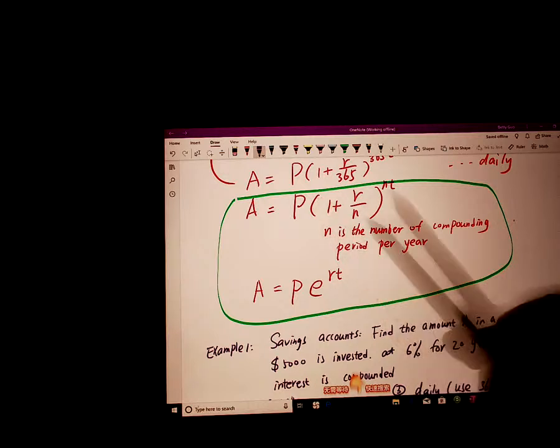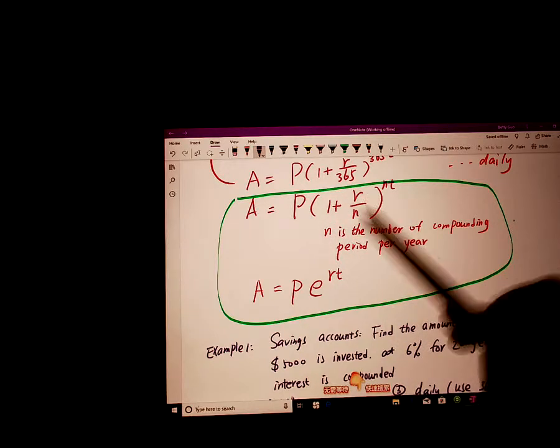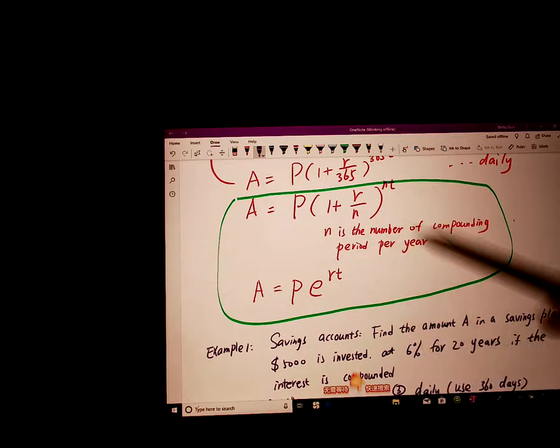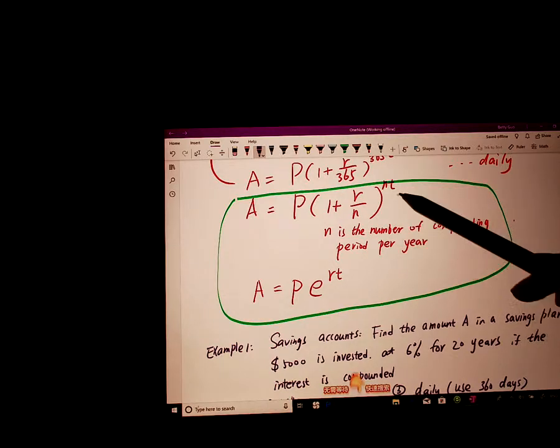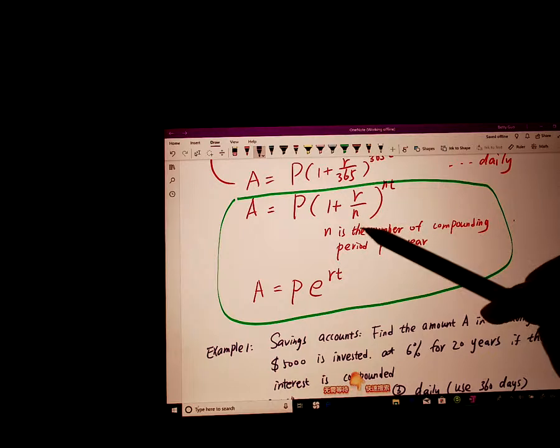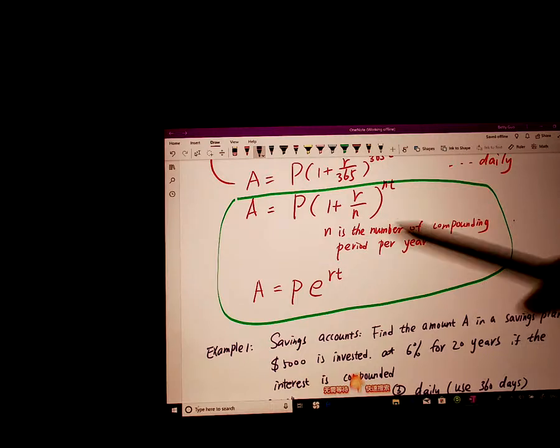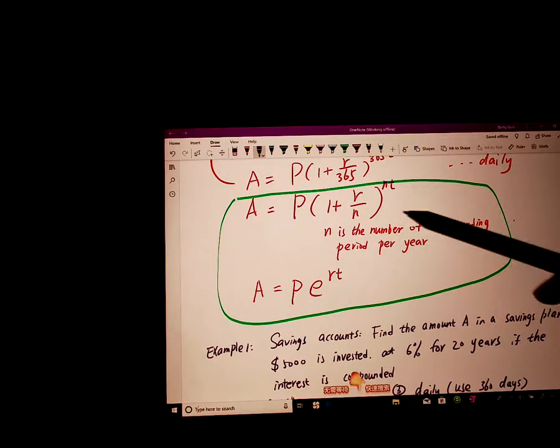It is P times, inside the parentheses, 1 plus r over n, and on the shoulder of the parentheses we have n times t. n here is the number of compounding periods per year. If the interest is compounded annually, n equals 1, once a year. Semi-annually, n equals 2, twice a year. Quarterly, n equals 4, four times a year. Monthly, n equals 12, twelve times a year. Daily, n equals 365, right?